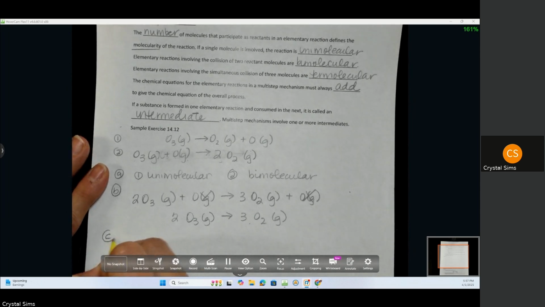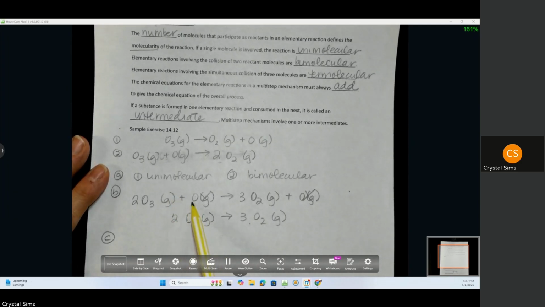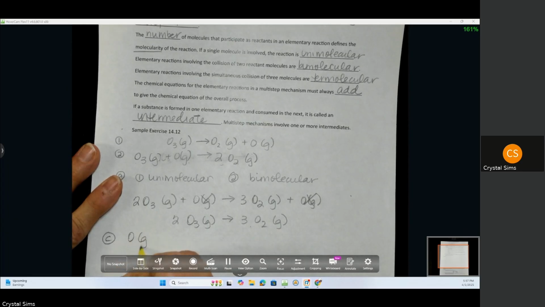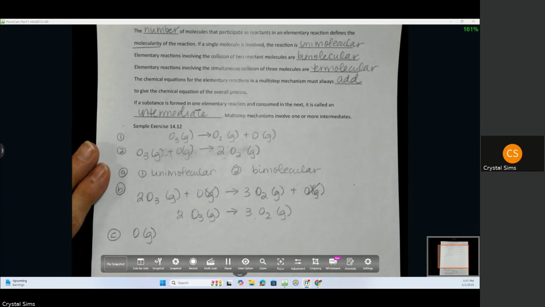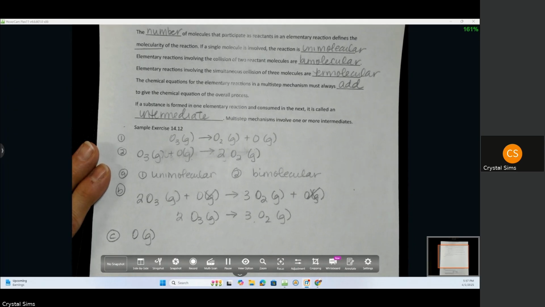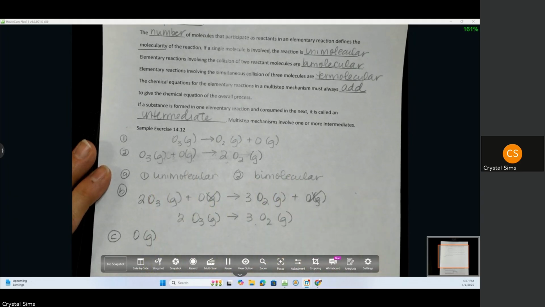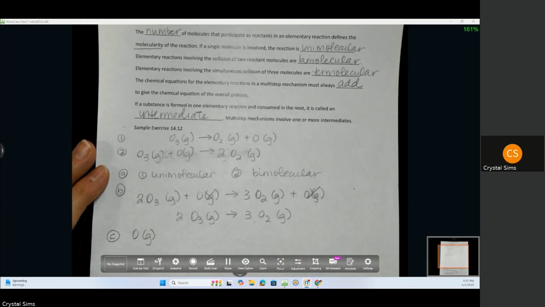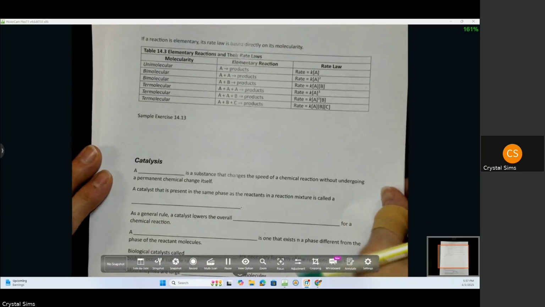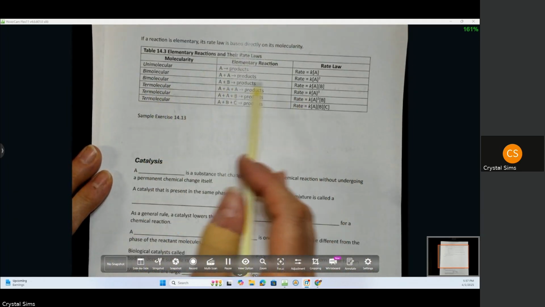And then part C says, identify the intermediate. Well, what was formed that wasn't in the final reaction? The O. So the intermediate is O. Okay. So not too complicated there. All right. Just trying to determine what's unimolecular, what's bimolecular, if you have termolecular. Okay. And again, you have this table to help you out with that. All right.